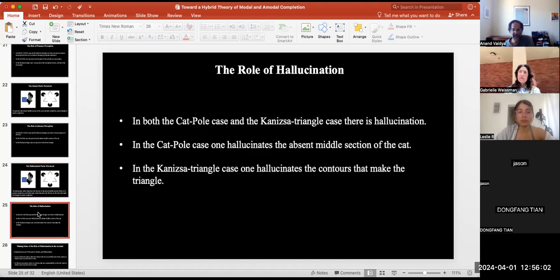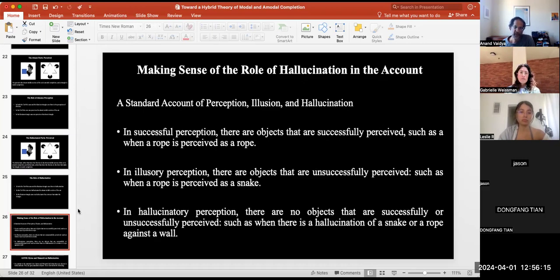In both the cat pole case and the Kanizsa triangle case, there is hallucination. In the cat pole case, one hallucinates the absent middle section. In the Kanizsa triangle case, one hallucinates the contours that make the triangle. Okay, making sense of the role of hallucination in the account. So now it might be important to tell more of a story. A standard account of perception, illusion, and hallucination. Okay, this is like what a lot of people think.